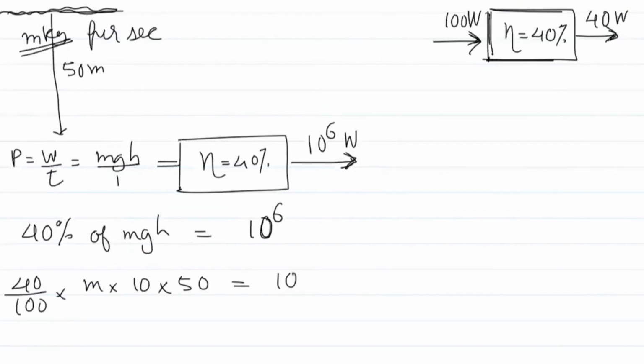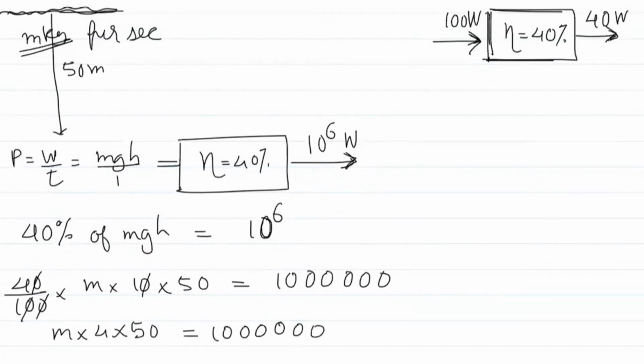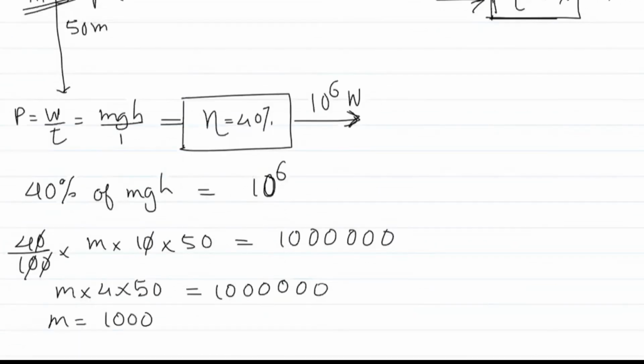And this is 10 to the power 6. So how many zeros can I cancel? 1 here. And therefore, I have m into 4 into 50 is equal to these 6 zeros over here. So 1, 2, 3, 4, 5, 6, and down. So this cancels, and 5 fours are 20, and 20 will cancel 100 with a 5. So the answer is 5,000 kgs.